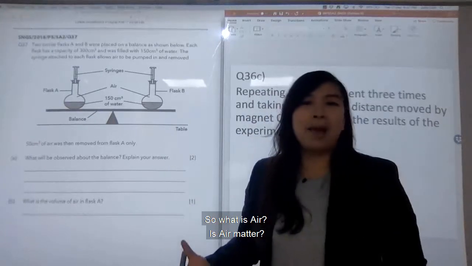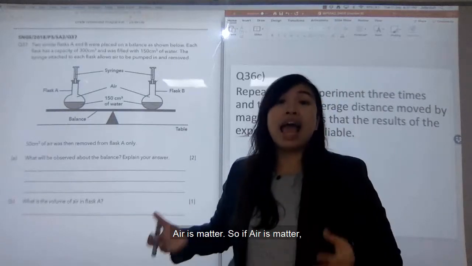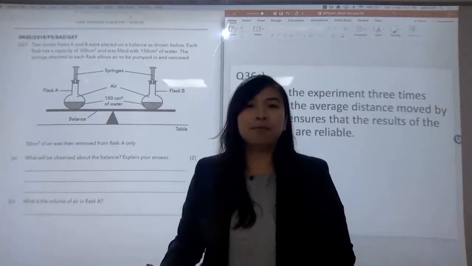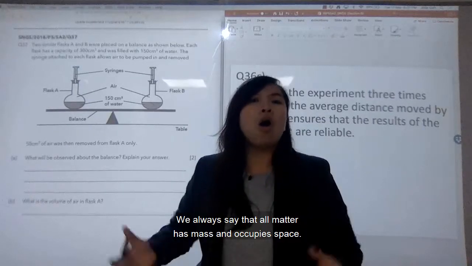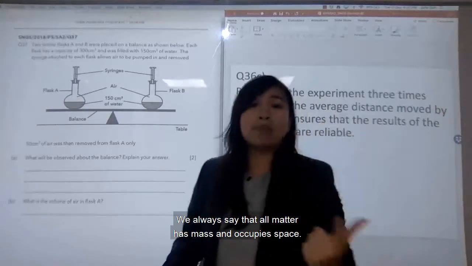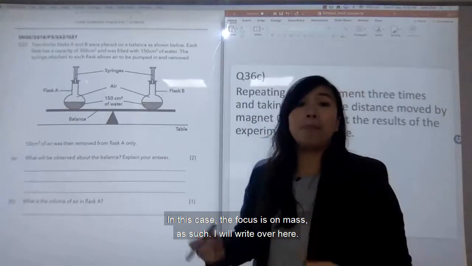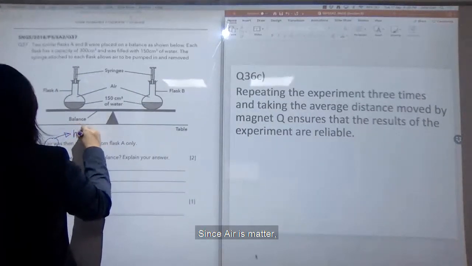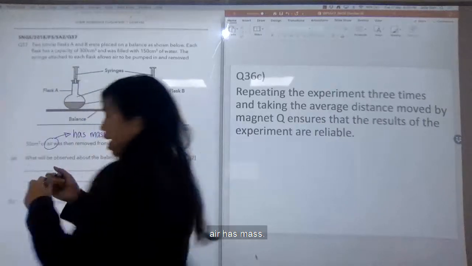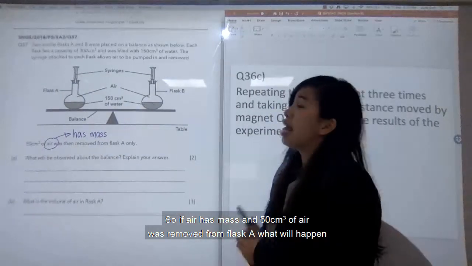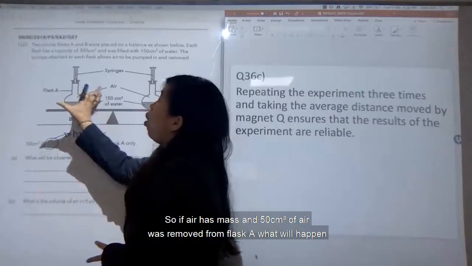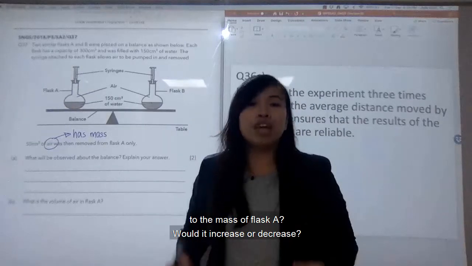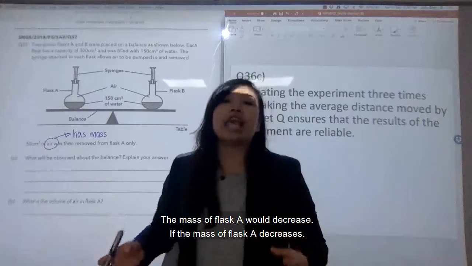So what is air? Is air matter? Air is matter. So if air is matter, what are the properties of matter? We always say that all matter has mass and occupies space. In this case, the focus is on mass. As such, I will write over here, since air is matter, air has mass. So, if air has mass and 50 cm cube of air was removed from flask A, what will happen to the mass of flask A? Would it increase or decrease? The mass of flask A would decrease.